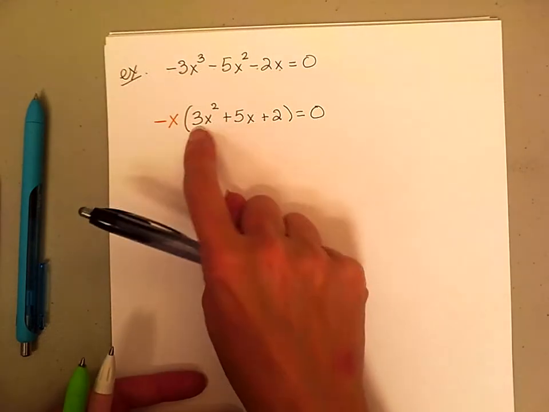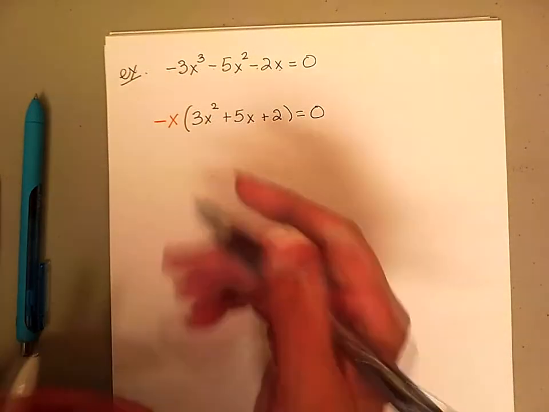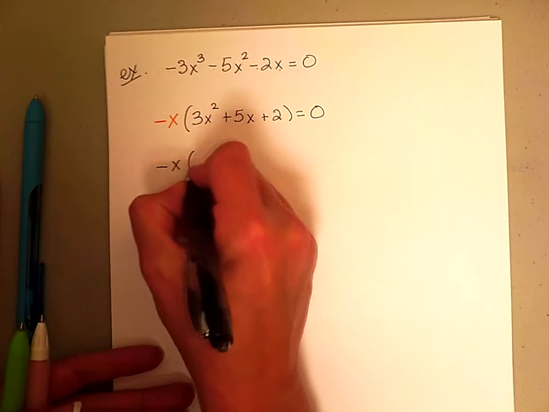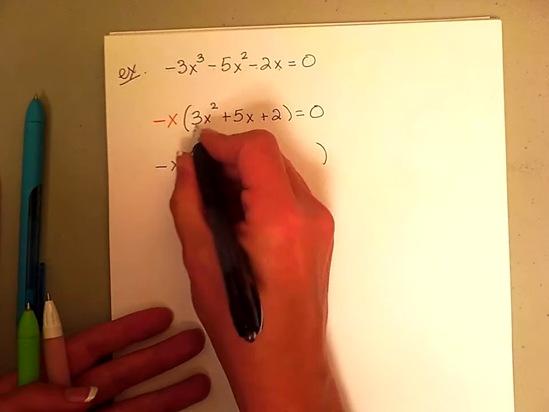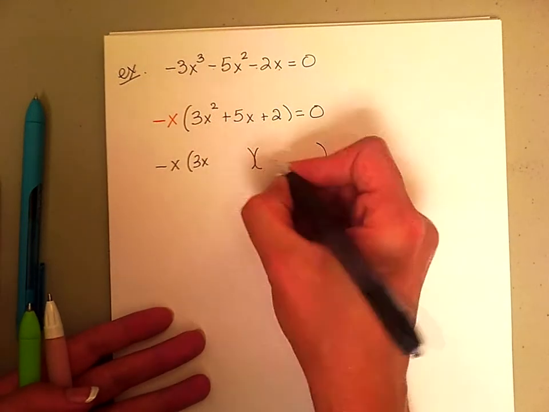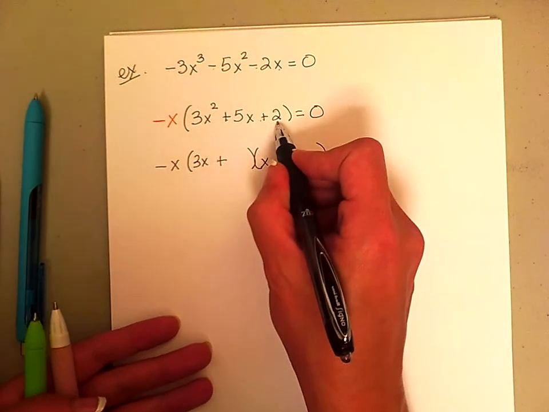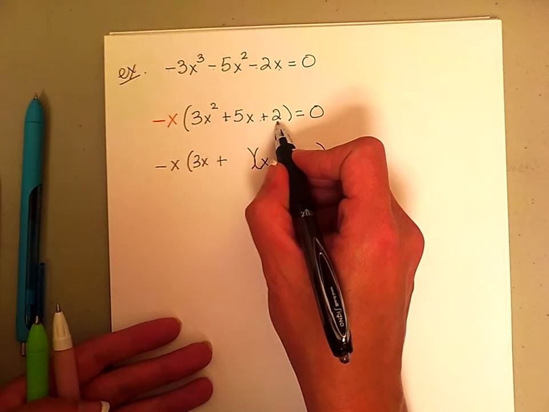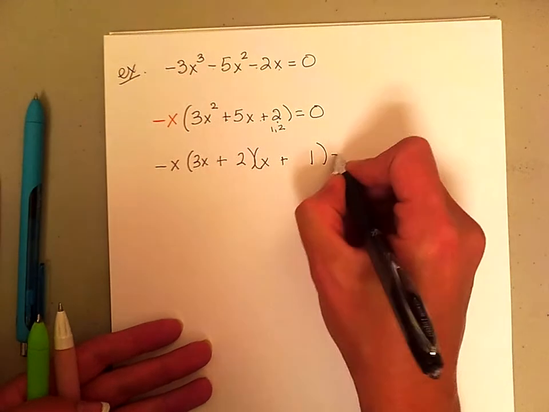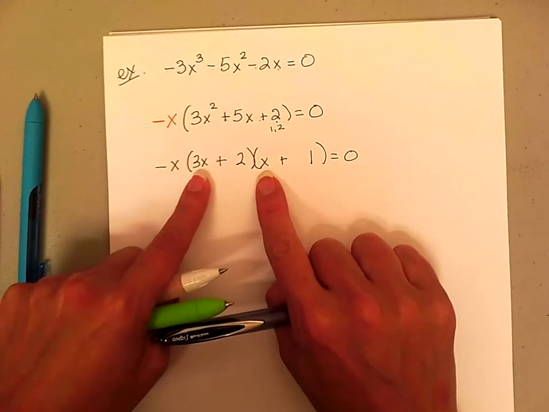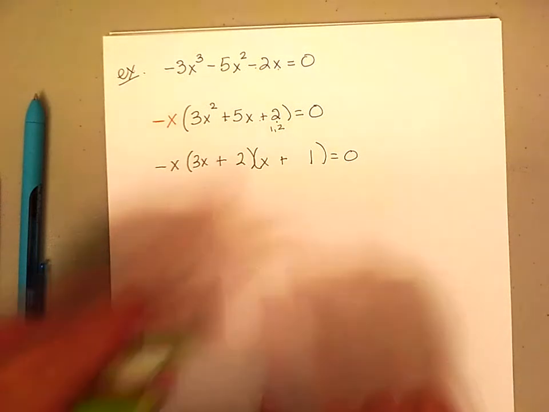Now this is quadratic. And let's see if we can do this one by trial and error. So negative x, don't forget to bring the negative x down. If I'm going to get 3x squared, I need a 3x and an x. Both signs are positive. And then I only have options of 2 here, 1 and 2. So if I put a 2 here and a 1 here, that would be 3x squared plus 3x plus 2x is plus 5x plus 2.